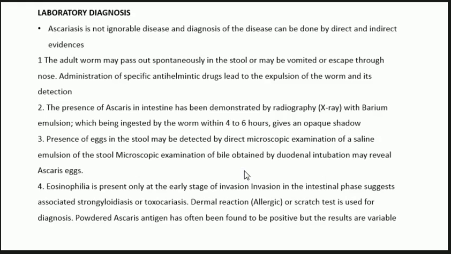Okay, so laboratory diagnosis is most of the time carried out by the presence or absence of eggs on microscopic examination. Remember, without microscopic examination you cannot actually see this.